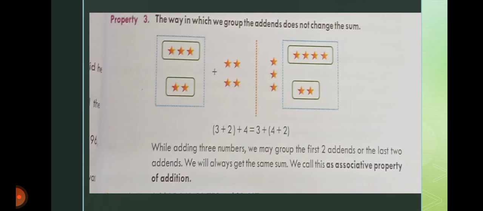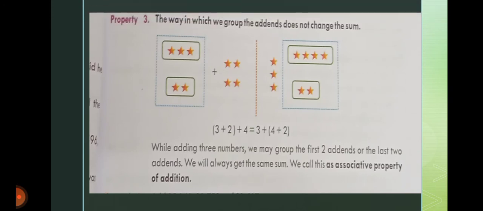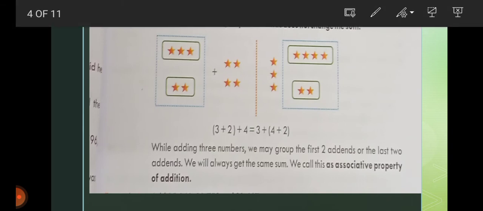Next property is the way in which we group the addends does not change the sum. See here, 3 plus 2 plus 4, right? Firstly 3 plus 2 was grouped. If we change the grouping, instead of 3 plus 2 we add 4 plus 2 first, and then add 3 to that, then also the sum will remain the same.